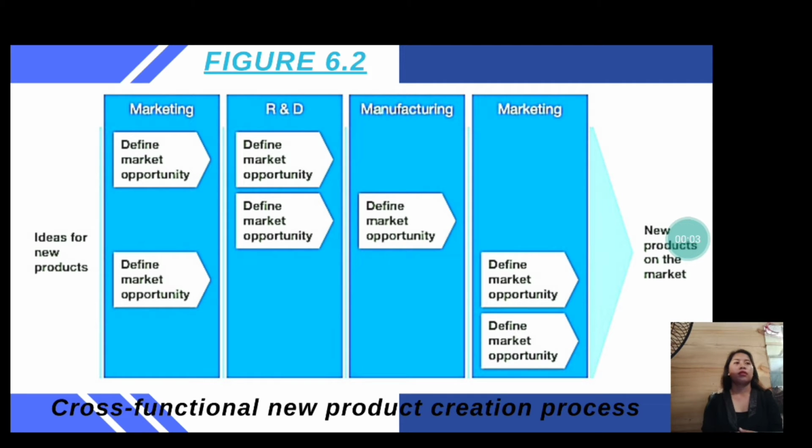So, most companies now recognize the need to develop and successfully deploy an end-to-end product or service creation process. So, such a PCP or SCP will transgress the whole organization and involve the engagement of all functional areas. As an example of such process is makita sa figure 6.2.